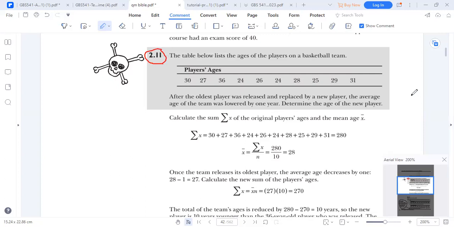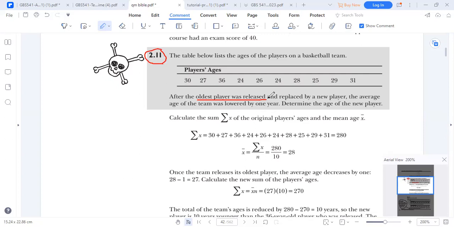We're told that below we have a list of what? Ages for players in a basketball team. These ones are 10. But we are told that at one point the oldest player was released. All right. And a new player was put in. After that old player was released, the average changed.